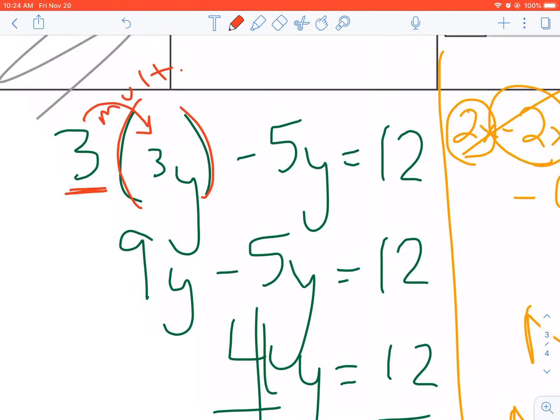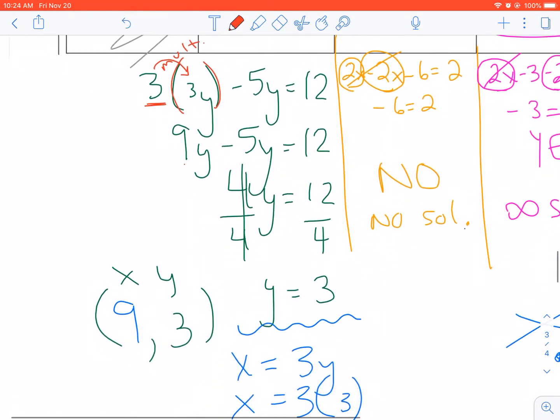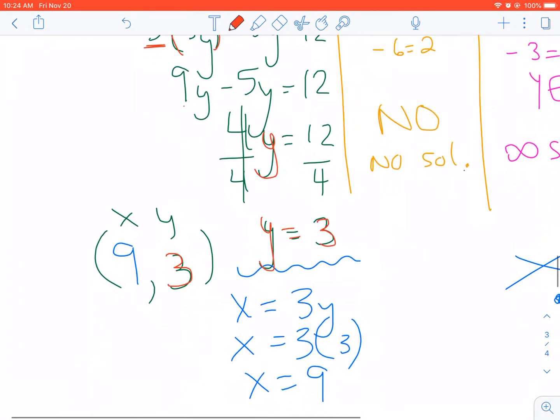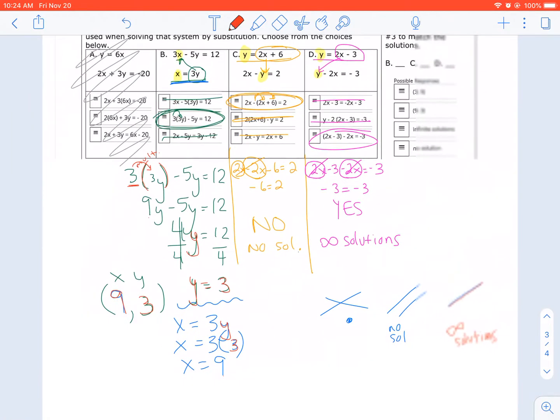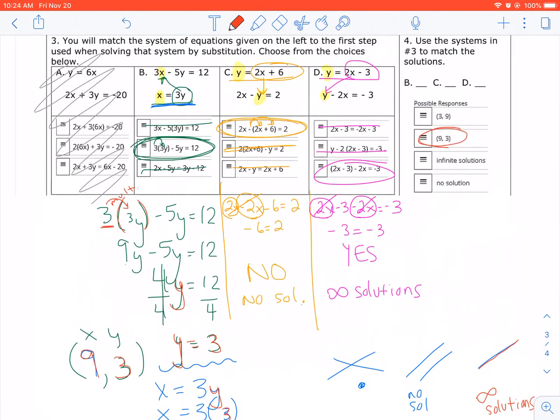And so 3 times 3 is 9, and then I copy everything else down, and I'm solving, and these are my solving steps, and I get that y equals 3. So what I'm going to do is I'm going to put that 3 in the y spot, and then I go back to the first equation that I had, and I'm going to plug in that 3 in the y spot. And so 3 times 3 gives you 9 for that x value. And so for B, you get a point, which means those lines cross. And so that is going to be the answer for B.